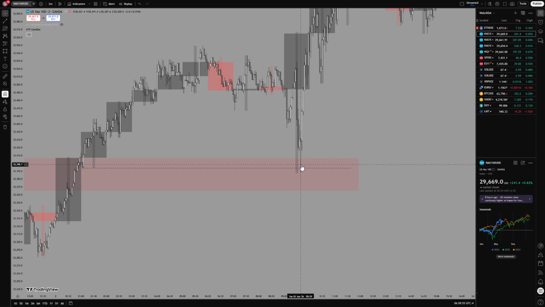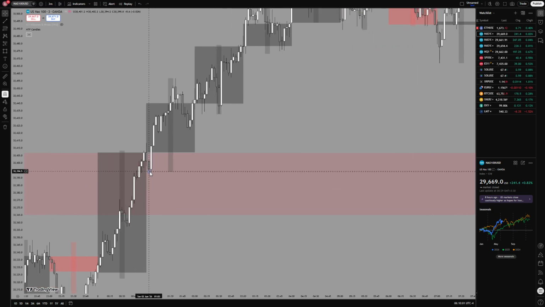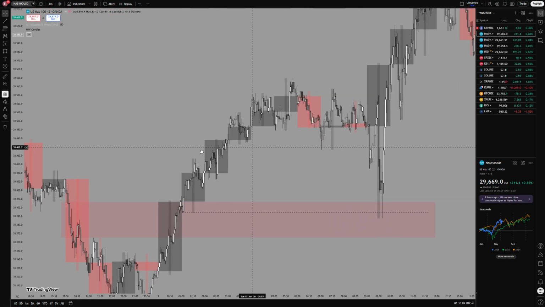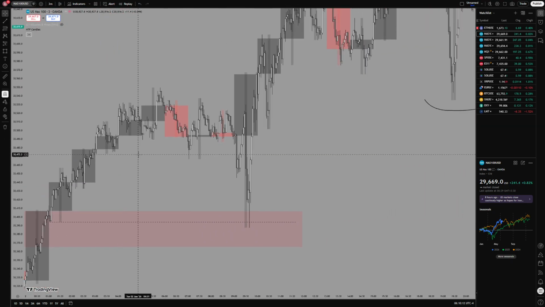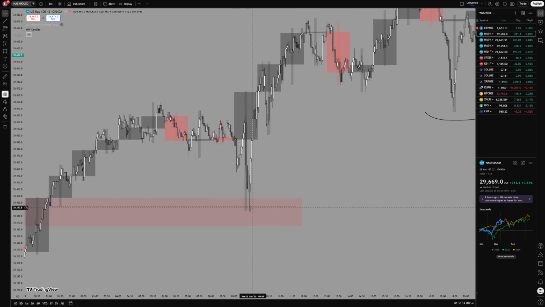Accumulation, manipulation, manipulating into where? Not just a random low. And if you zoom in here, guys, it's a low. It's a low. This is a low here too. This is a low here too. This is a low here too. Low, low, low. How do we know which one we're going to target? Using higher time frame internal range liquidity. Deep discounts. Why is this deep discount? Why is this a valid manipulation for me to enter off of?